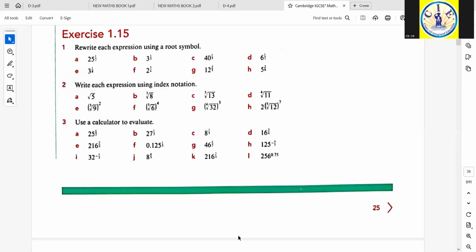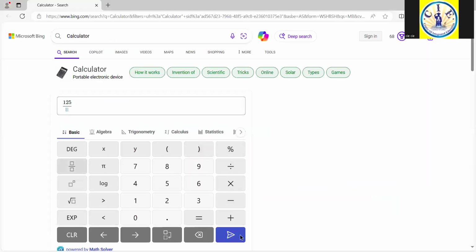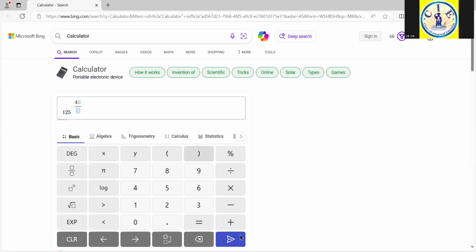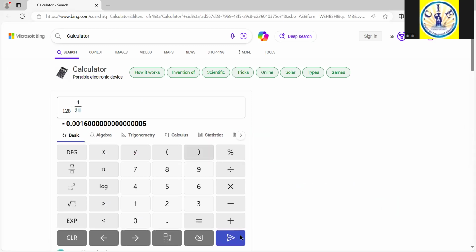So 125 raised to power negative 4 by 3. Using the calculator, that is 0.0016. So in the same way, we can do the remaining parts.